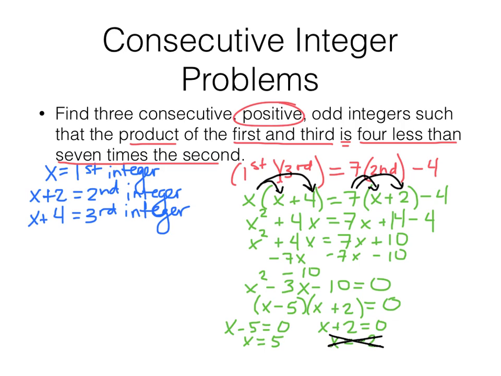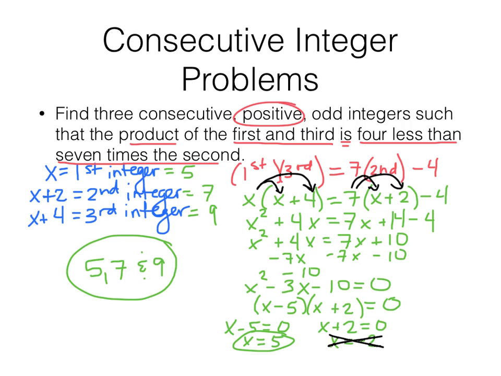So what are my integers then? If x equals 5, the integers are 5, 5 plus 2 or 7, and 5 plus 4 or 9. So 5, 7, and 9. Not too stressful. Be prepared to do one like that in class. Let's look at another type.